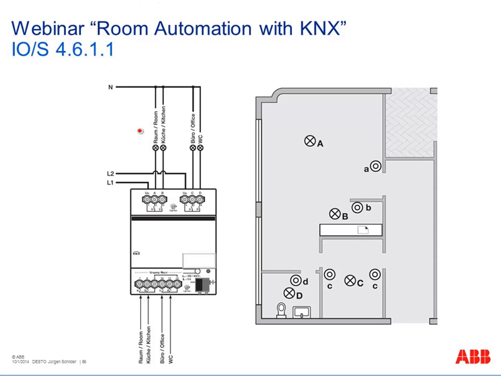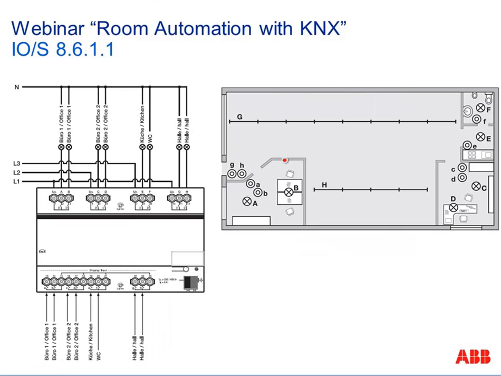So the I/O actuator 4-6 means, for example, we have our 4 inputs and our 4 outputs, and in a small apartment or small room, for example, we need only this I/O actuator, our traditional standard push button and our 4 light groups without using group addresses. Or in this room, for example, with a small office, a kitchen and a small guest toilet, the same principle: we can link inputs to outputs, but the maximum number here is 8 switch outputs and a maximum of 8 binary inputs.